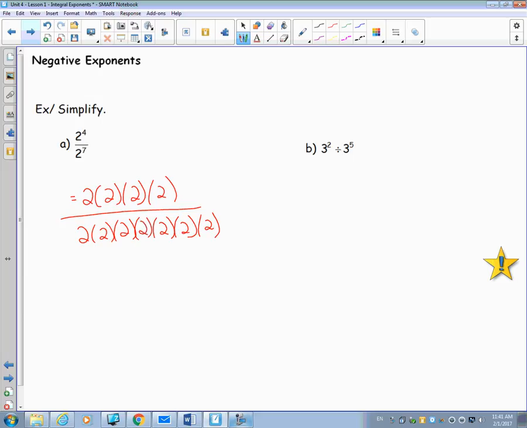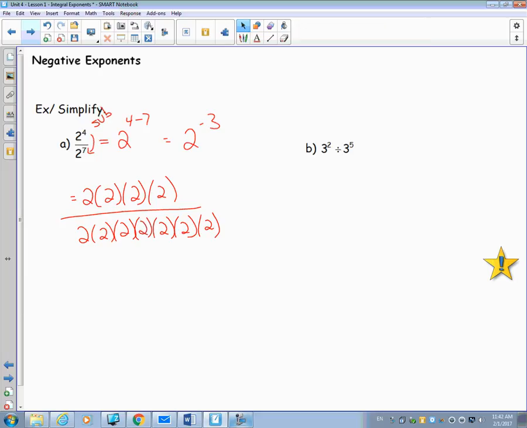Okay. Based on exponent rules, what should we do when we divide? We're supposed to subtract. So 2 to the 4 divided by 2 to the 7 comes out to 2 to the 4 minus 7, which is 2 to the negative 3, a negative exponent.